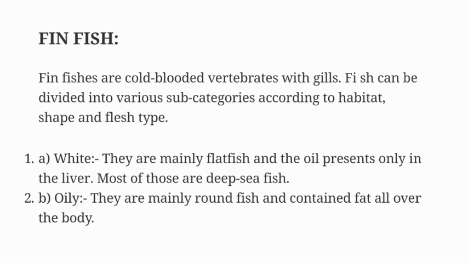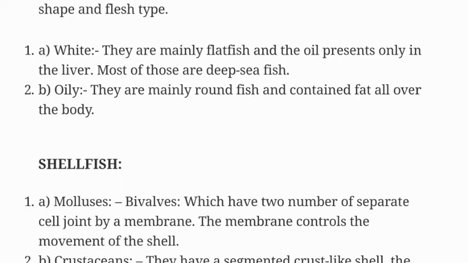One is white fish. They are mainly flat fish and the oil is present only in the liver. Most of those are deep sea fishes. Second one is oily fishes. They are mainly round fish and contain fat all over the body.